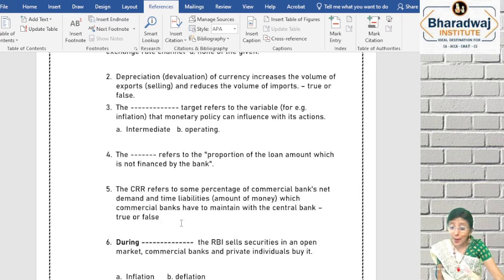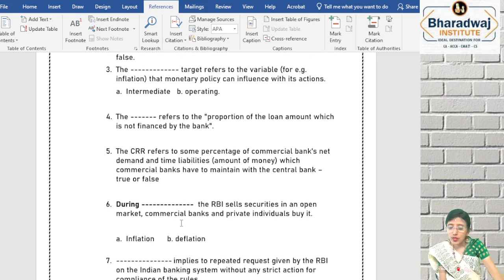CRR refers to some percentage of commercial banks' net demand and time liabilities which commercial banks have to maintain with the central bank. True or false? Sixth one: during dash, that is whether it's inflation or deflation, you have to say, the RBI sells securities in the open market. Commercial banks and private individuals buy it.